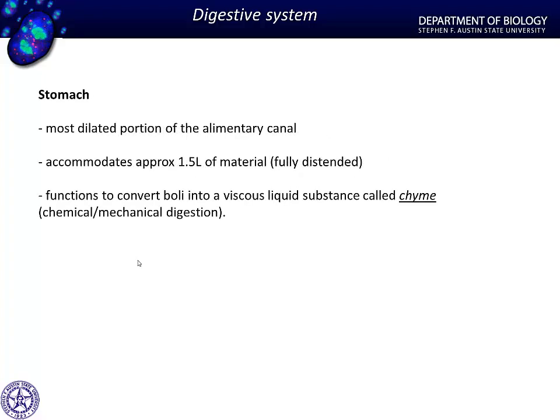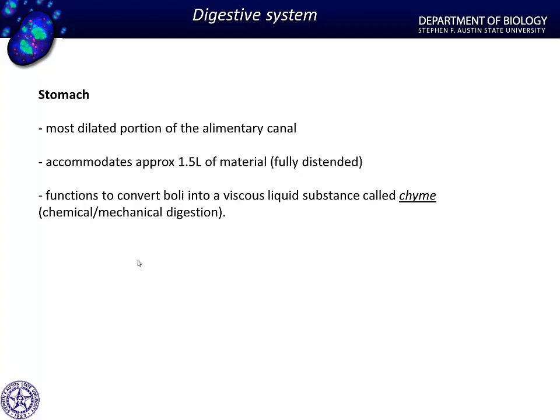Now, we've made it from the oral cavity down the esophagus, and we're arriving at the stomach. And this is going to be the most distended or capable of distending portion of the alimentary canal, and it can actually accommodate 1.5 liters of material. And again, this is sort of a generalized term that we give here. Some people can have their stomach expand larger than that, and some may not be able to get half of this down, depending on the size of the individual.